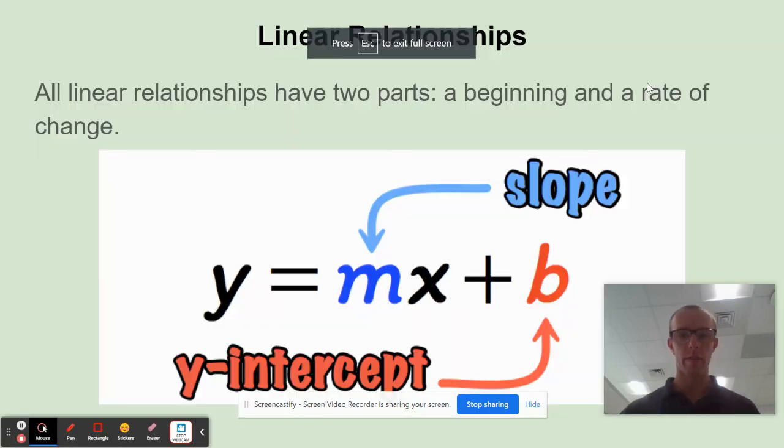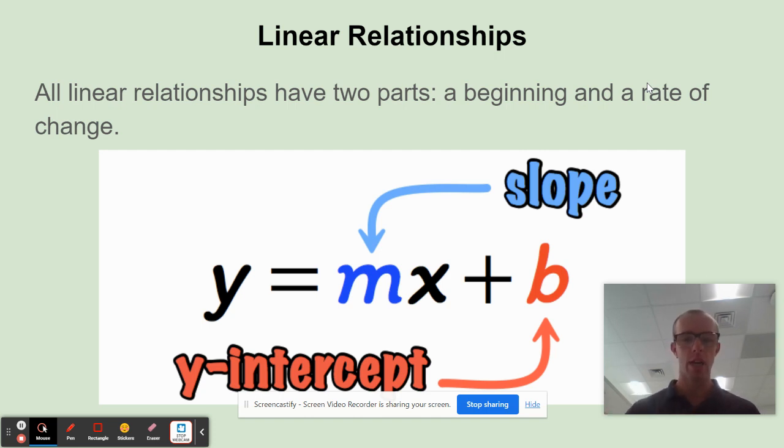All right, everyone, welcome to our first video here on linear relationships. One of the most foundational parts of algebra is linear relationships. You probably, hopefully, covered it in eighth grade. And so some of this stuff might be review, some of it might be new, some of it might be a little bit of both.